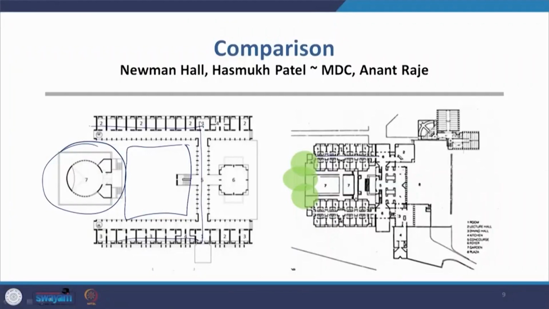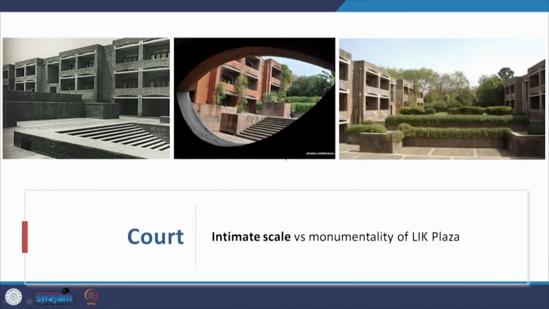In the case of Anantaraje, again there are rooms on either side. Instead of this wing here, they have this entire academic block, but the quadrangle does get completed. So, this actually can be one of the visual devices that you might find helpful in your design studio when you are faced with spaces like this. The court itself, which I said is a scaled down version of the LIK Plaza, and when I talk of scaled down version, I am referring to the overall intimate scale of the MDC.